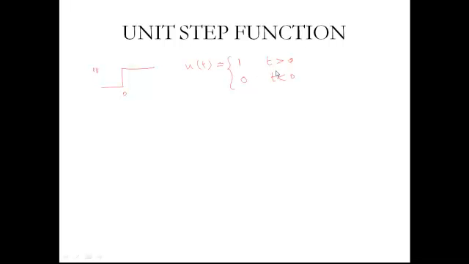You are having values only for t greater than 0 and t lesser than 0. You don't have a value for t equal to 0. It means that at t equal to 0, this is discontinuous. Okay, so this is the graphical expression for the unit step function.